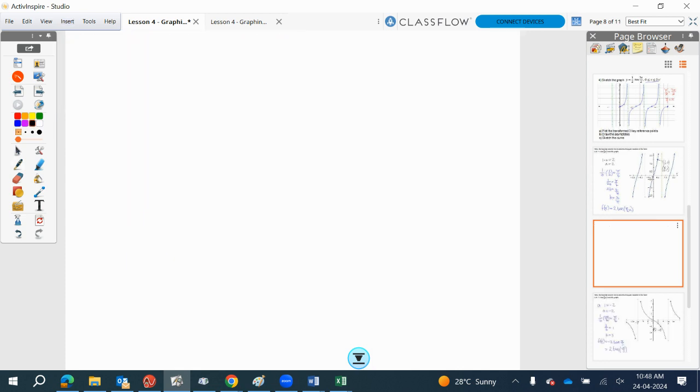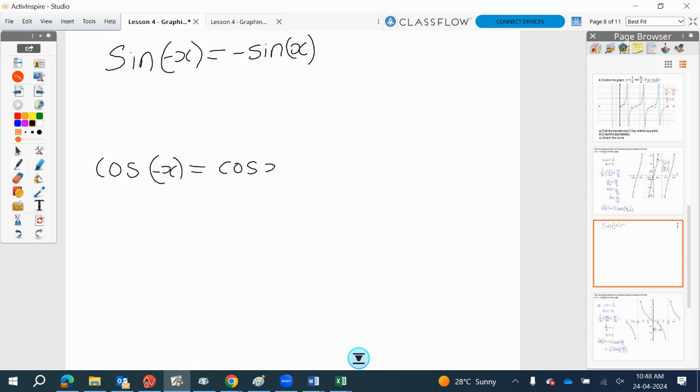We have a couple of rules that we saw earlier in the course. The sine of minus x is equal to minus sine x. The cosine of minus x is equal to the cosine of x. The tangent of minus x is equal to minus tan x. These are some of the trigonometric relationships we saw in the first unit. Let's have a look why.